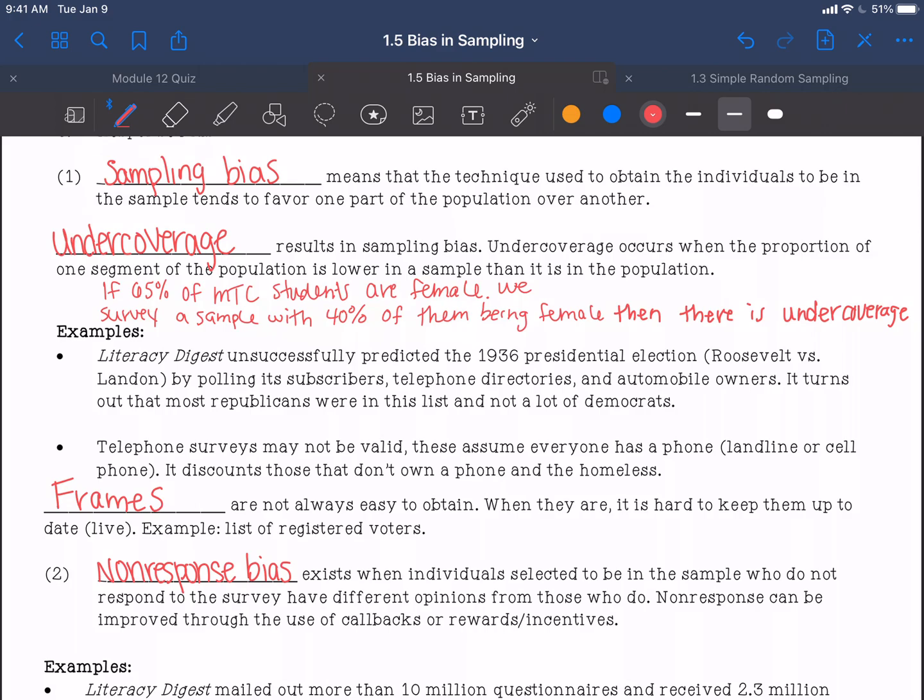Another thing is that telephone surveys may not be valid, for several reasons. You're assuming that everyone has a phone, and you're discounting those people that don't own a phone. And also think about, when you get a survey call on the telephone, how likely are you to answer it when you don't know what that number is? You don't know whose number that is. So we kind of run into that issue as well.